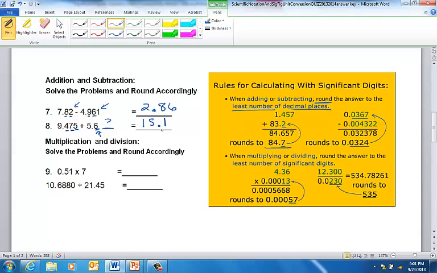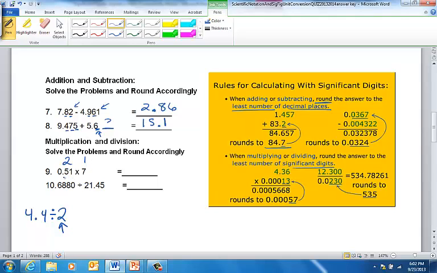Now, multiplication and division is a different animal, okay? You're going to round according to your least significant digits, okay? For example, if you're going to divide 4.4 divided by 2, this is only, that's our least significant digit. It doesn't matter the decimal place. All that matters is that that is 1 sig fig. So our answer will be 1 sig fig, just like up here. This has 2 sig figs, this has 1 sig fig. So our answer can only have 1 sig fig.